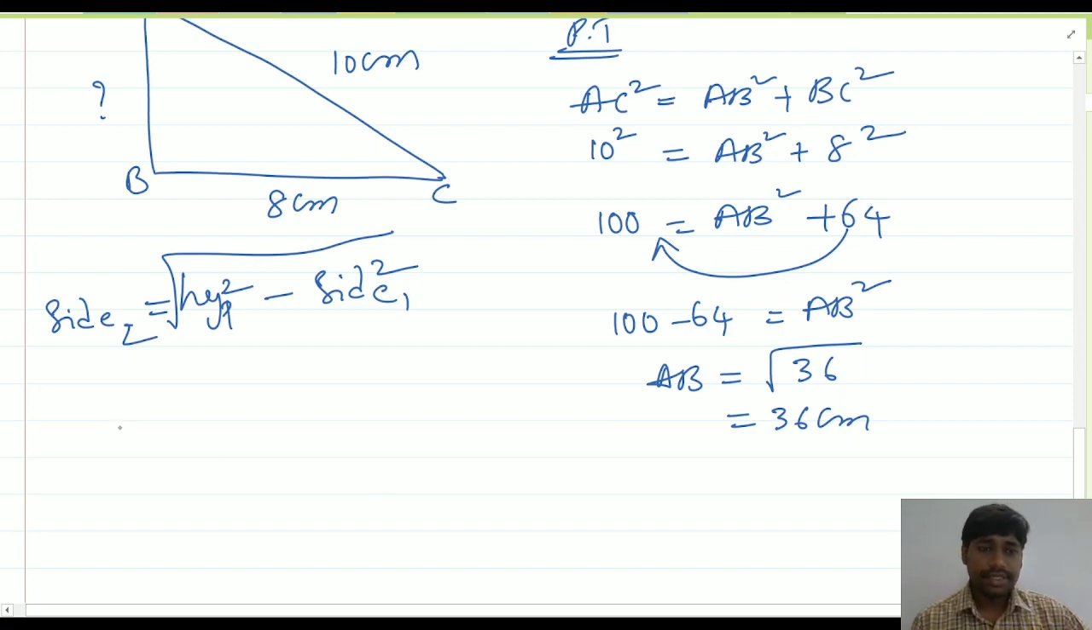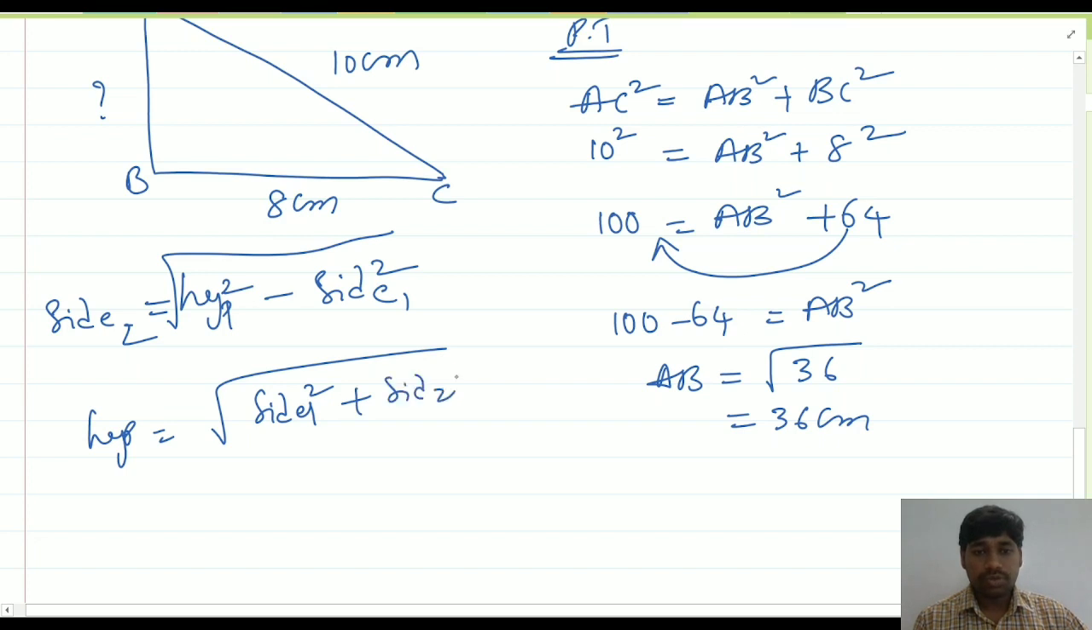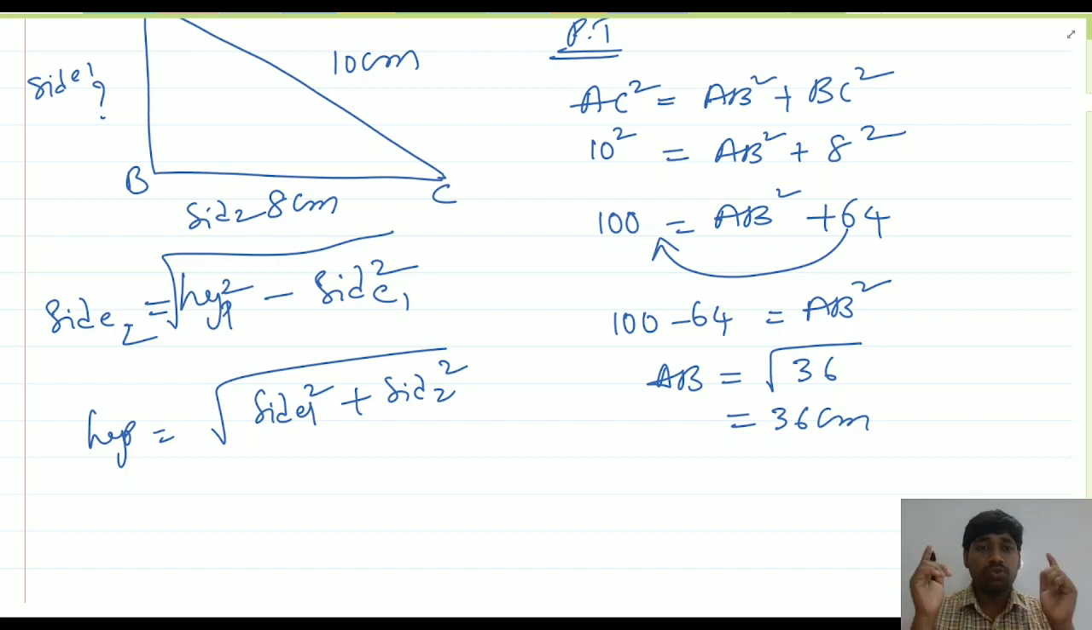Okay, is it clear? How to find the hypotenuse? The hypotenuse is nothing but under root of side 1 square plus side 2 square. Sir, what are side 1 and side 2? Side 1 means you can take either this as side 1 and this as side 2, or this as side 1 and that as side 2. With the help of this you can find the third side, the hypotenuse, if two sides of the triangle are known, or if the hypotenuse is known, then we can find side 1 and side 2 with the help of these particular formulas.